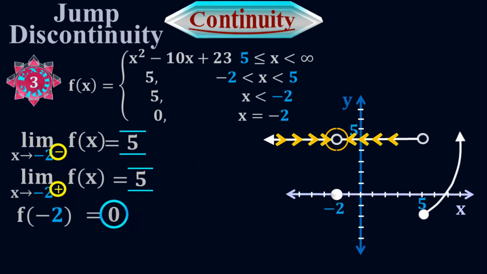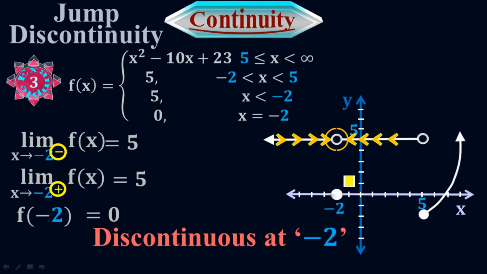Since my regular limit is not equal to the actual value of the function, the left-hand side limit equals the right-hand side limit, my regular limit is 5 here. My actual value is 0. For the function to be continuous, a regular limit must equal the actual value. But in this case, the regular limit is 5 and the actual value is 0. Therefore, they are not equal to each other. So the function is discontinuous here. There is a discontinuity, which is a hole discontinuity. And my function is discontinuous at negative 2. It is discontinuous here at negative 2. The function is not continuous.